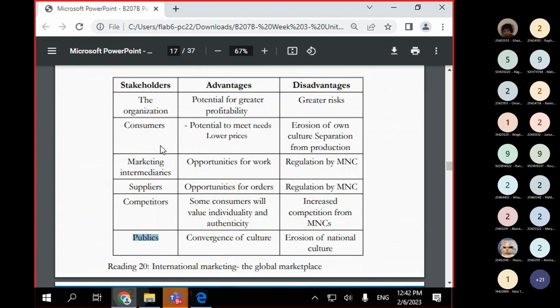Okay, what is the disadvantage of globalization for consumers? A lower quality? Not really, because with globalization you have more competitors who are also competing on the quality. So consumers will have higher quality products for lower prices because more competitors now are competing. The disadvantage is what?